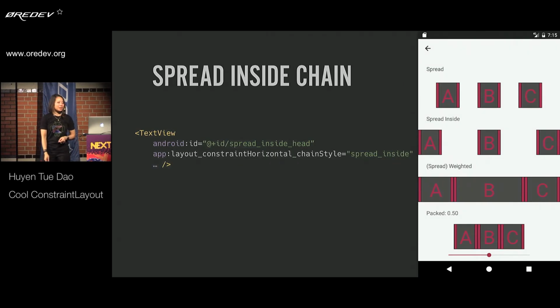And so in XML, this is what it looks like when you want to change the style. When you're applying attributes to a chain, you always have to look for the head of the chain. It's basically like the chain's captain. Now, for vertical chains, the chain head is the topmost element. And for horizontal chains, the head is the leftmost. And when you define a style, you'll use this attribute, constraint vertical or horizontal, and then chain style. And you can specify whatever chain style that you want. Here, for the second chain, I've got spread inside.